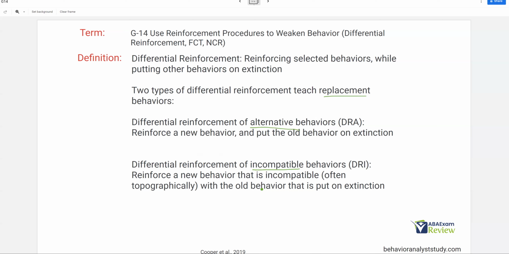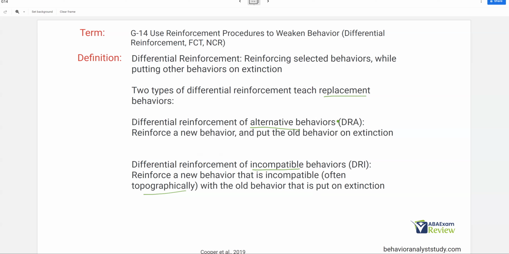Incompatible behaviors are behaviors that are incompatible, often topographically, with the old behavior. So going back to the hitting for the toy, if you want the client to tap somebody's shoulder and not hit their shoulder, well, those are incompatible because we're not tapping and hitting at the same time. And now in practice, we can get very pedantic and very specific about this, but on your exam, think about it like that. Is my replacement behavior able to occur simultaneously with this old behavior, or are they topographically different to the point where they're incompatible with each other?